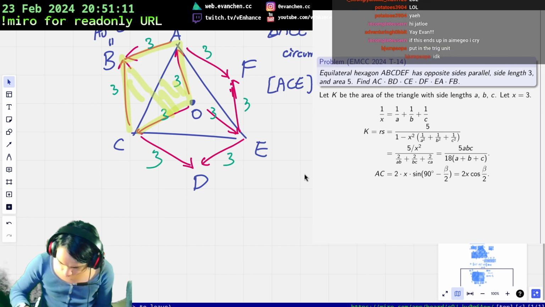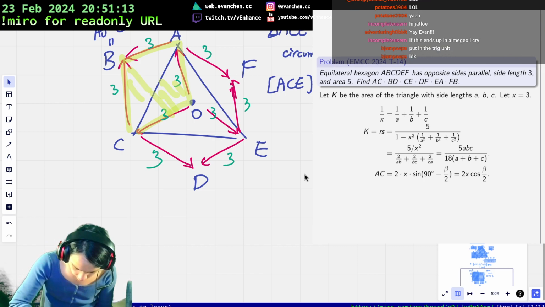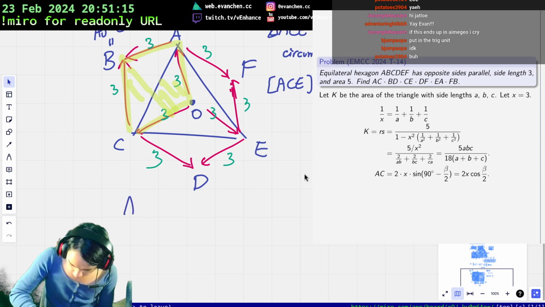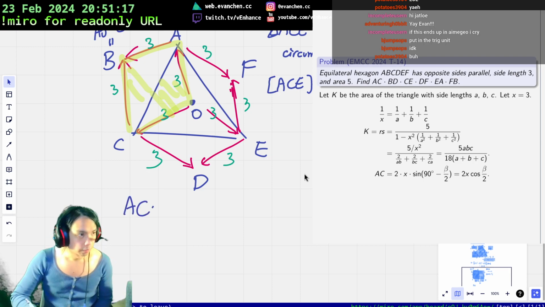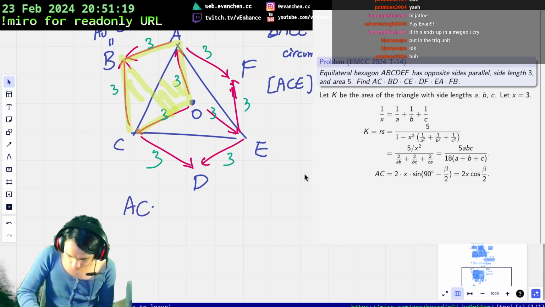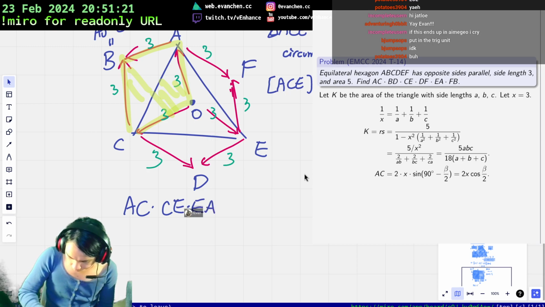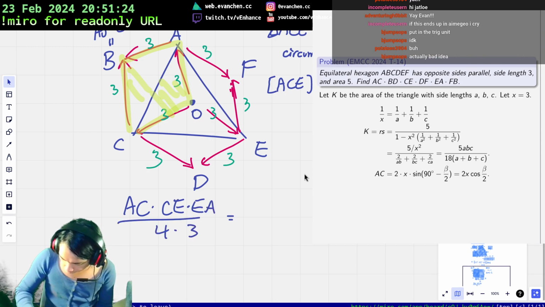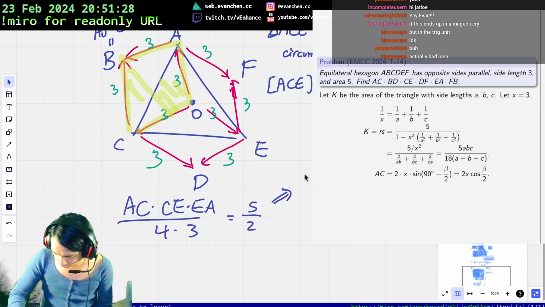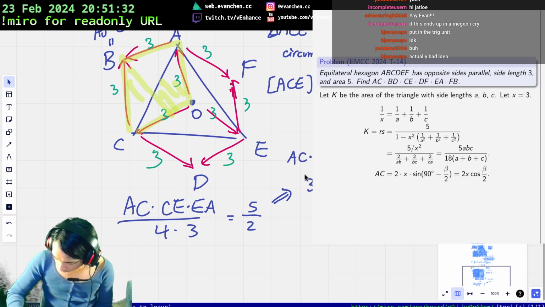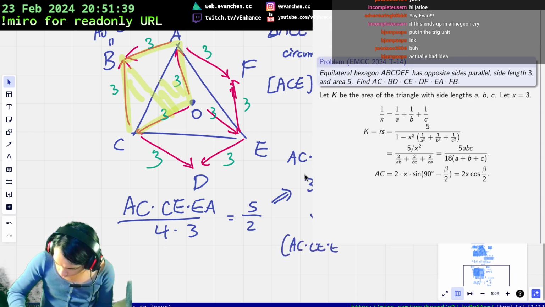Okay, and then finally what you do is you use the fact that AC times CE times EA over 4 times the circumradius, which is 3, happens to be a formula for the area. So 12, 6, 30 is equal to 30, so consequently, if I didn't screw up a factor of 2 somewhere, it should be 900, I think.